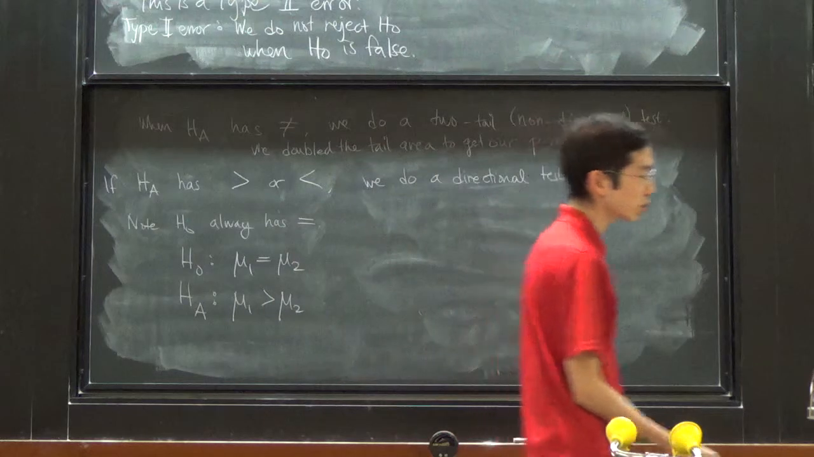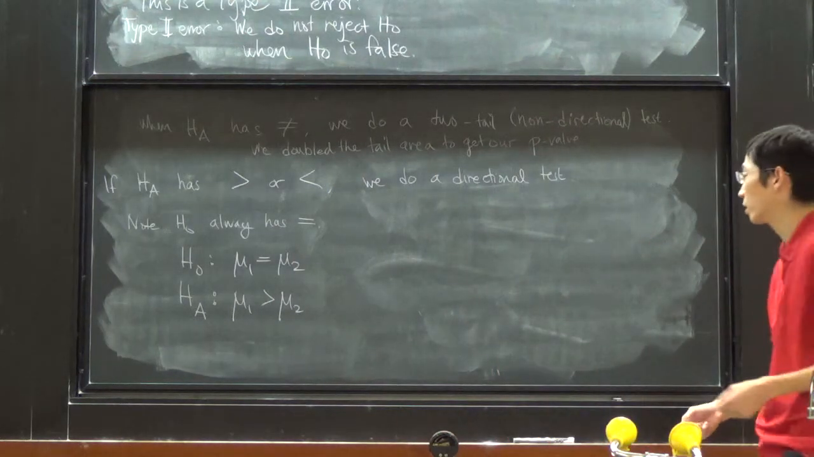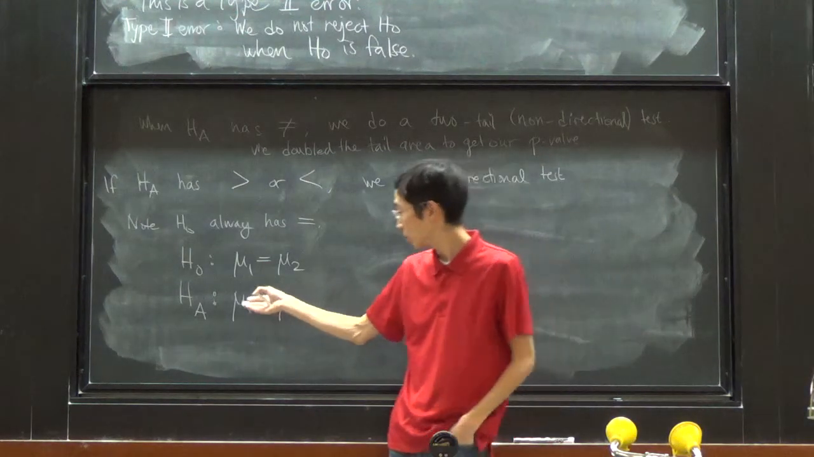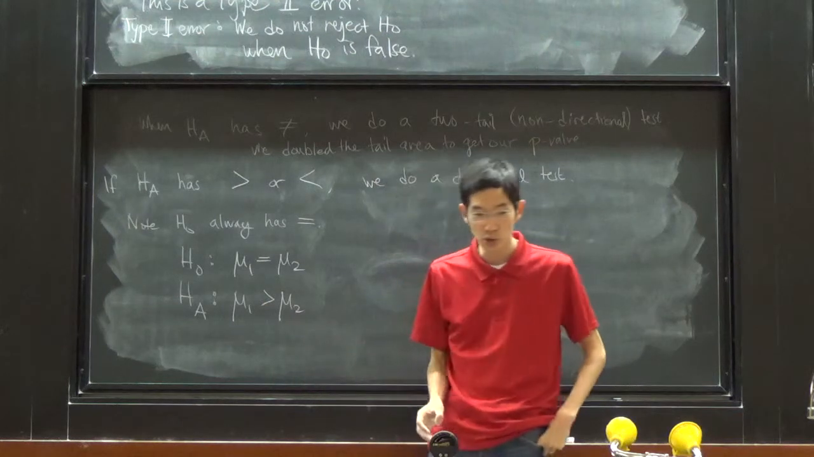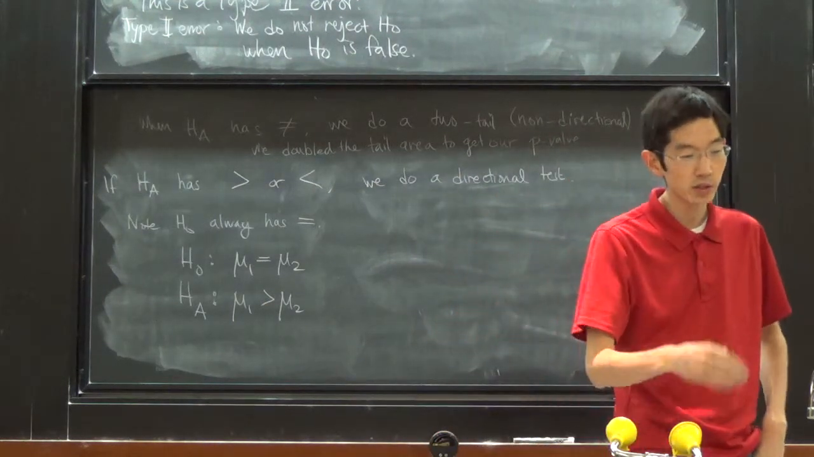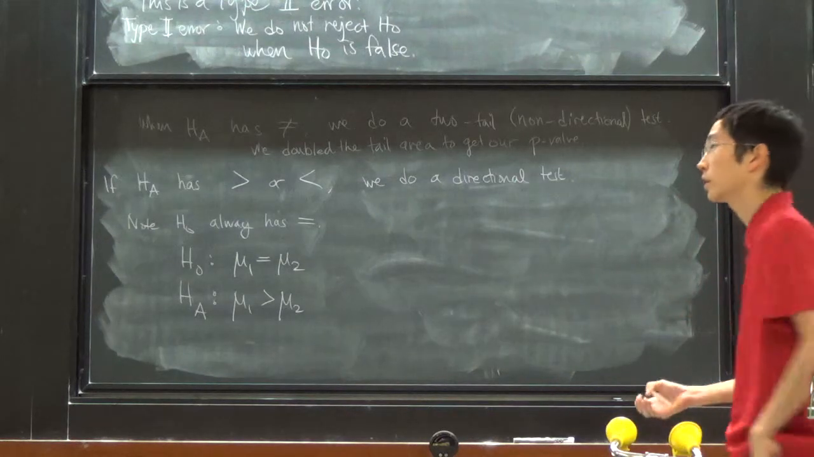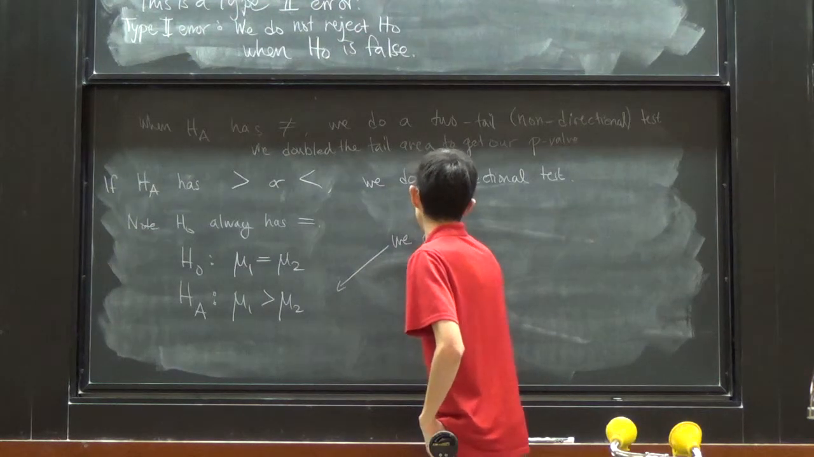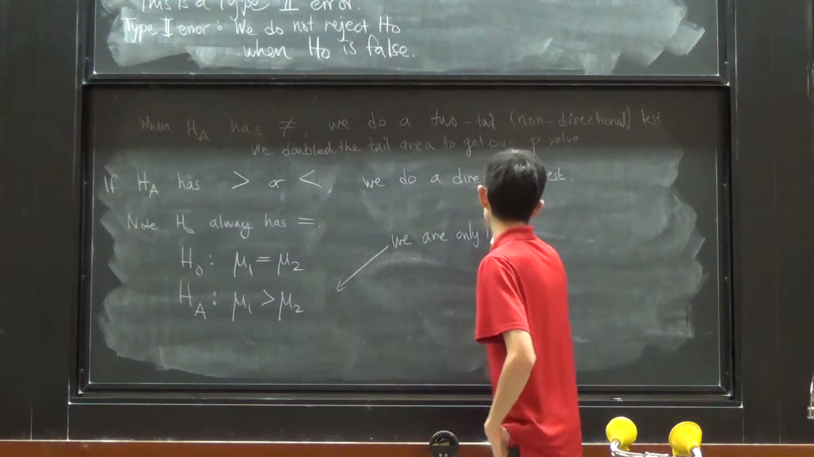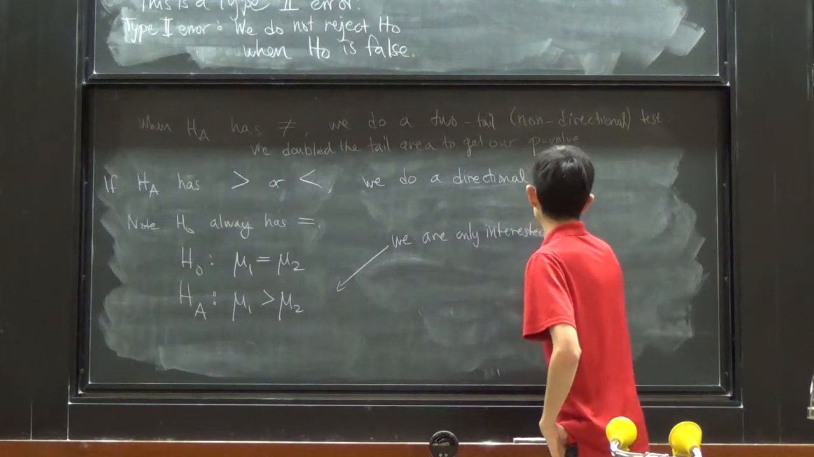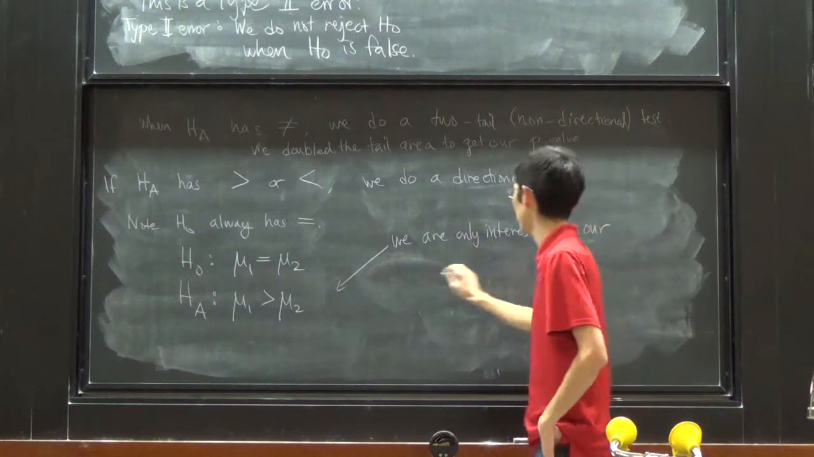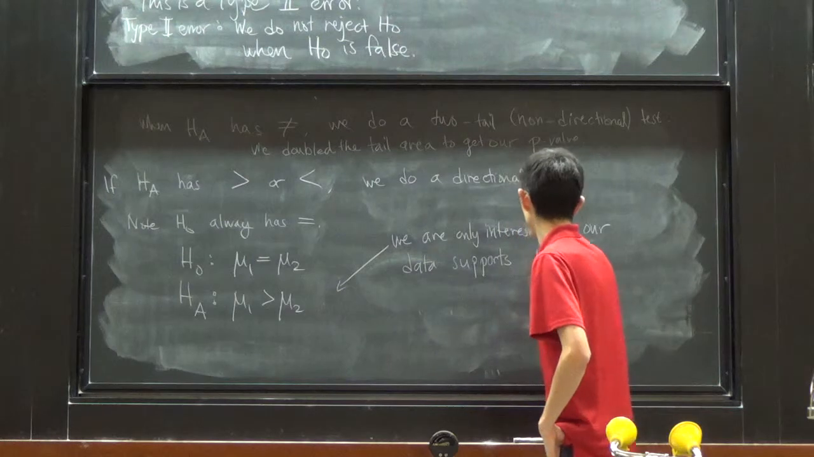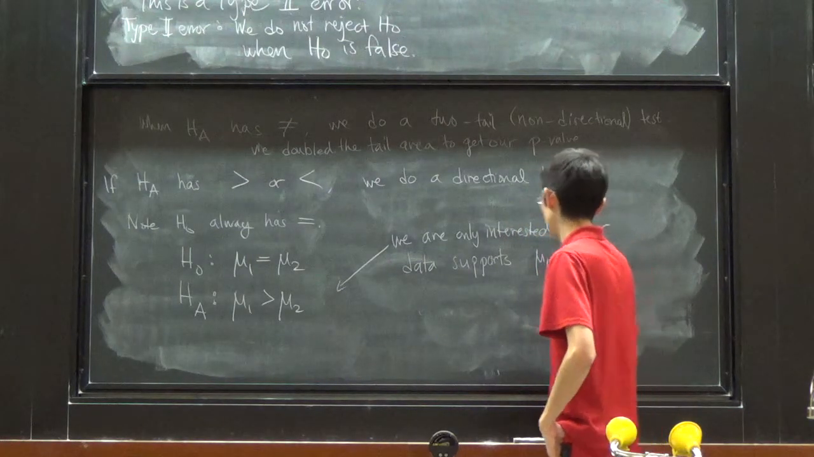And so in these situations, we are only interested if we have evidence to show that mu1 is larger than mu2. We are not interested if mu1 is smaller than mu2. We are only interested if our data supports mu1 greater than mu2, and not the other way around.